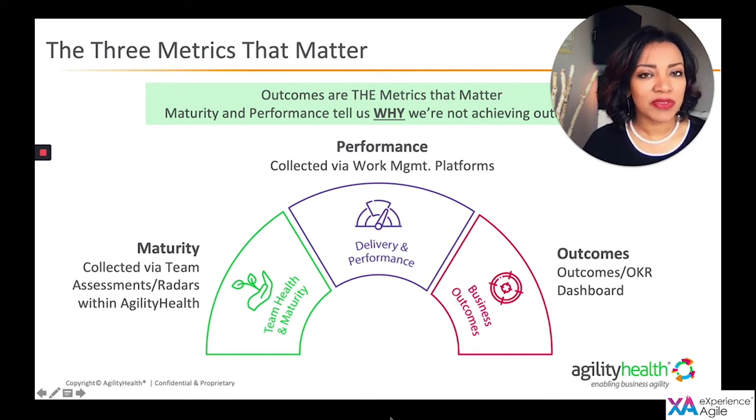Some people that I talk to, and some transformation leaders, focus so much on performance. They only focus on output metrics because that is what their platforms and their ALMs give them. We really believe that to accelerate this journey, you need all 3. You need to look at all of those 3 together.